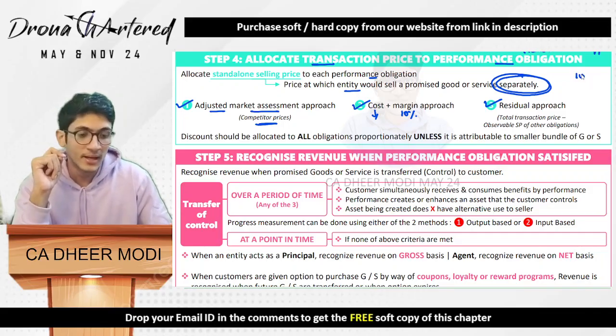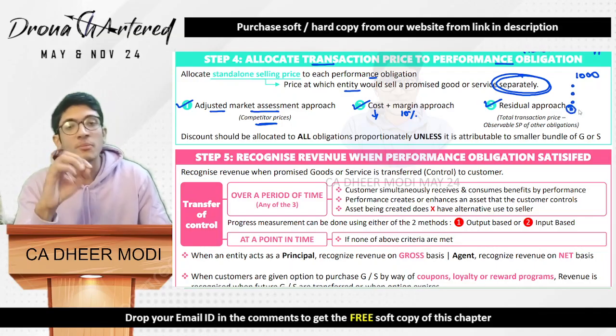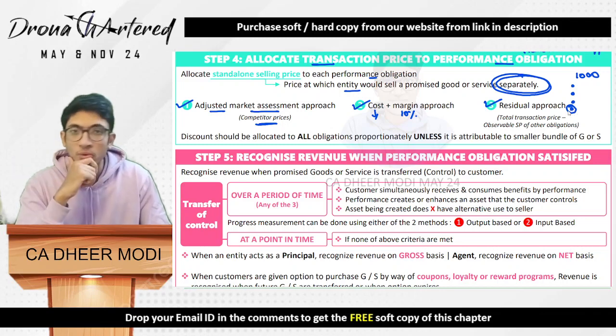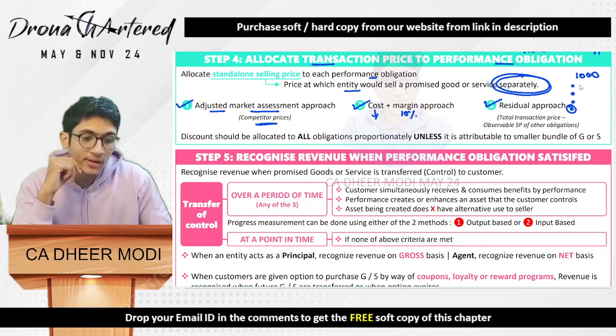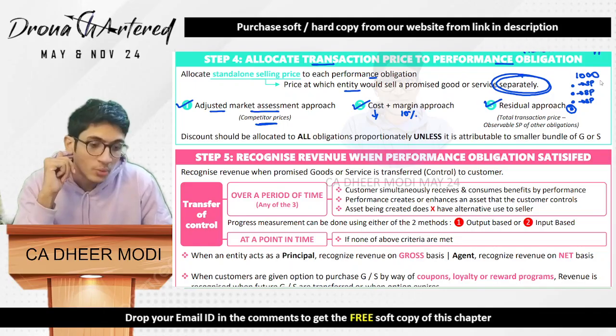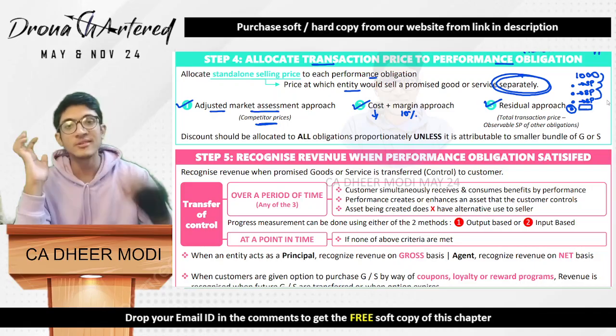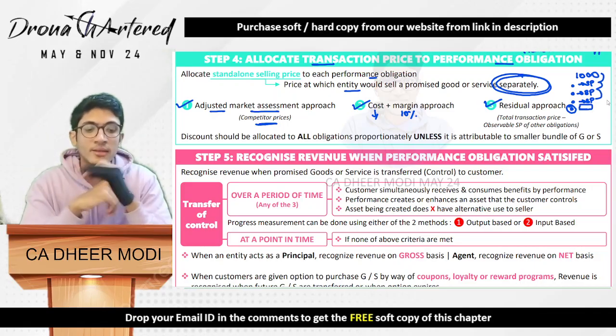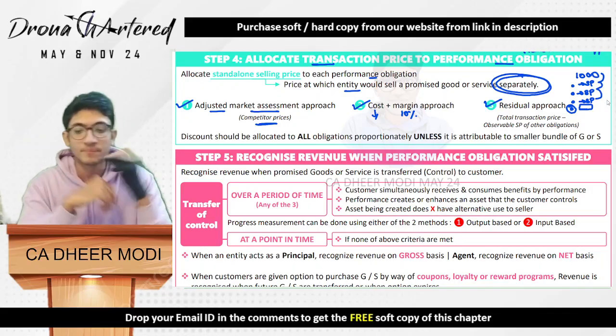Say for example, I entered into a transaction of 1000 rupees where it had 4 performance obligations. I am unable to decide what transaction price to allocate to this part. So what will I do? I will ask, what is your standalone price, for each of the others. And 1000 minus this, minus this, minus this will become my standalone selling price for this item. That is basically your residual. Whatever is left will become for this.